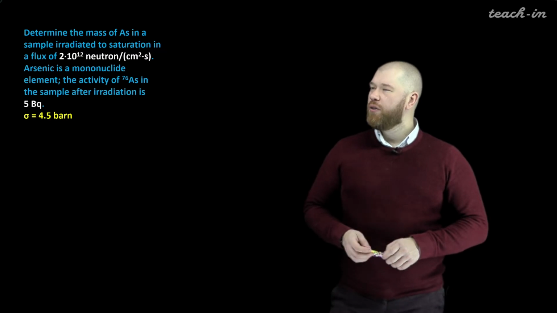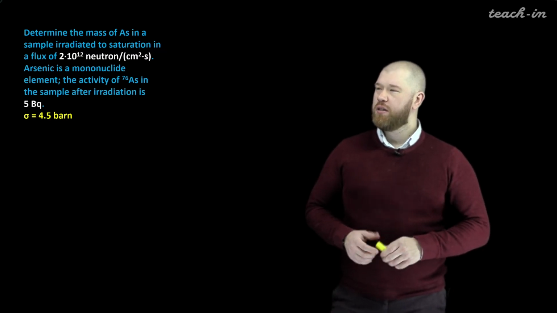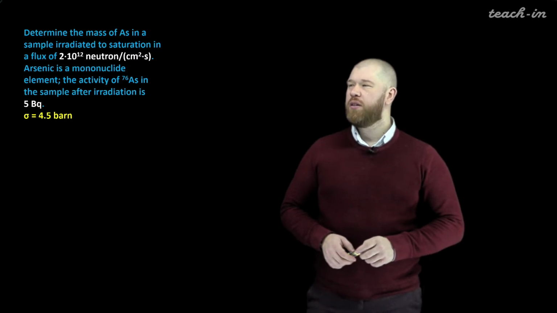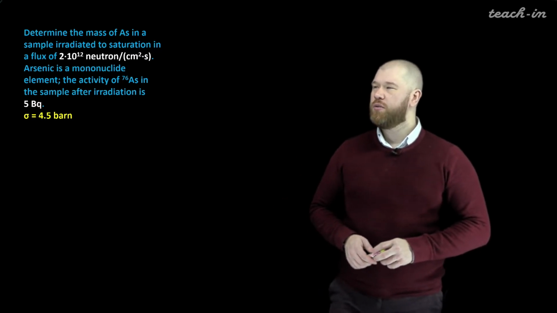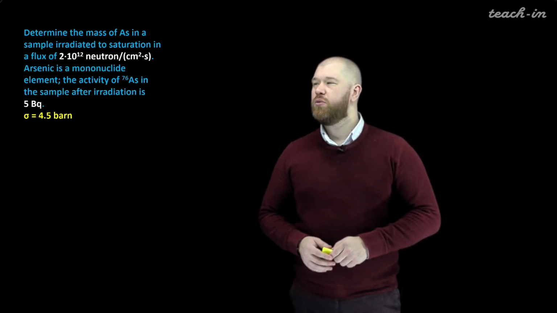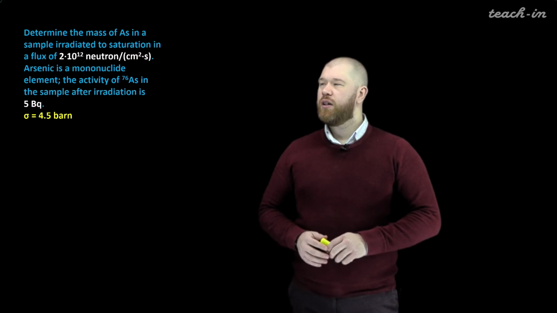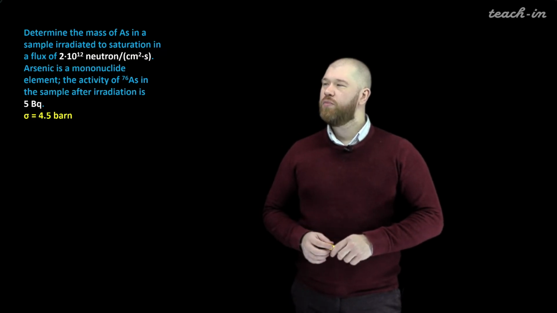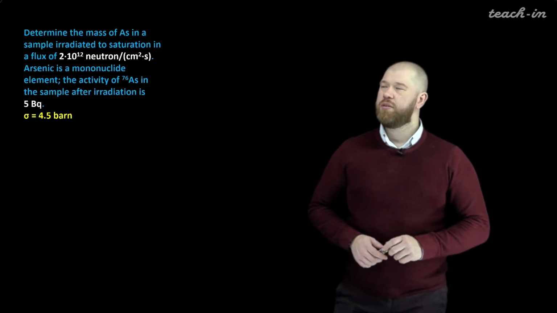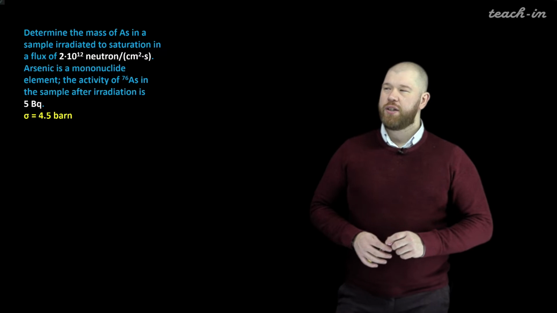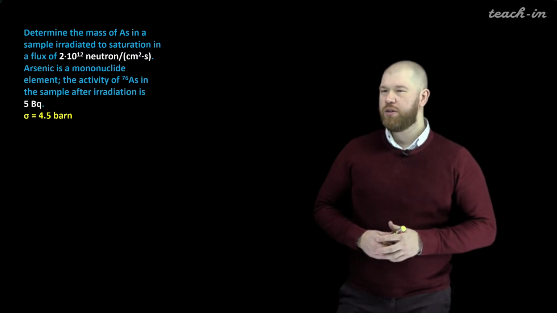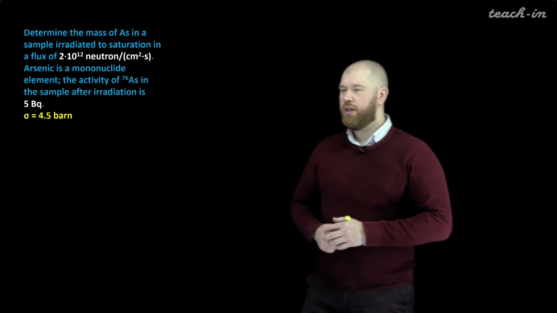So first, our task is related to this neutron activation analysis. We should determine the mass of arsenicum in a sample that is irradiated to saturation in a flux of neutrons with this value, and there are some other parameters given. So we will start with the basic equation, with the basic idea of neutron activation analysis.